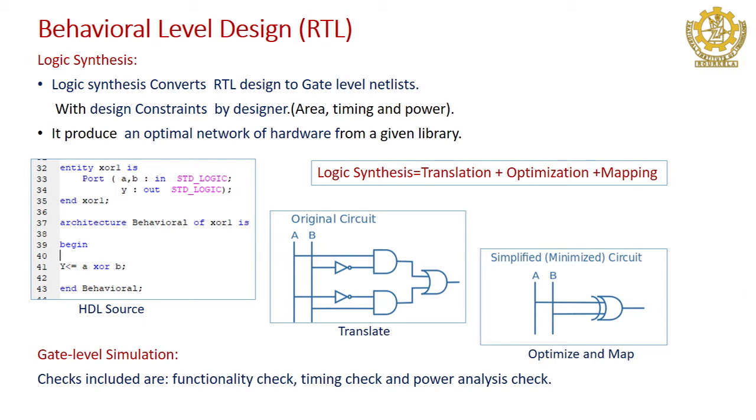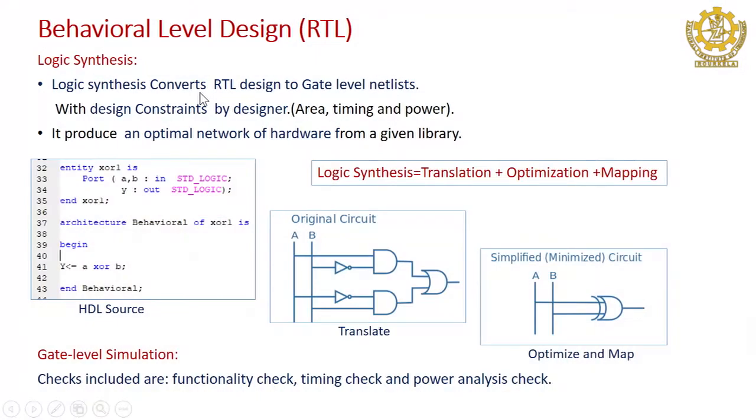So, that gate level netlist will be created, but we have to give the logic synthesis the corresponding libraries from the particular vendor with whom you are going to fabricate your IC. So, those libraries also will be given. Those libraries will contain the corresponding gates and flip flops with their given area, power and timing parameters. So, logic synthesis is used to convert the RTL design to a gate level netlist.